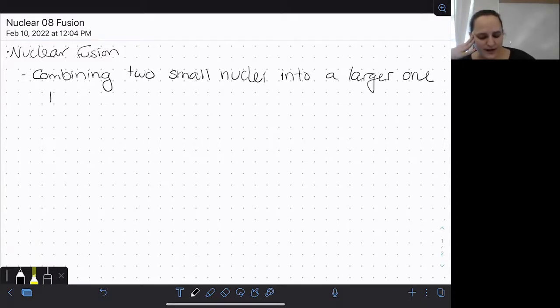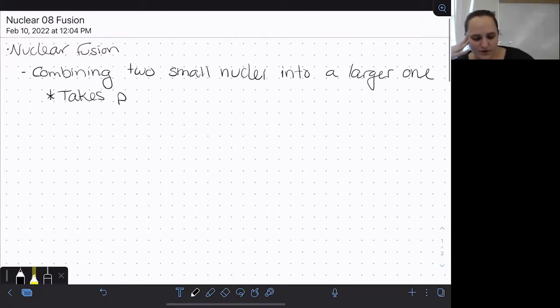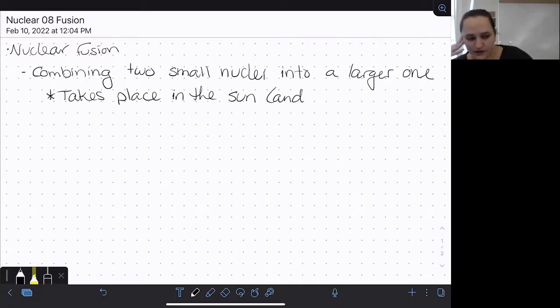So this is what's happening inside the sun and other stars. This one does occur naturally, but not on Earth. This is what generates the heat and light that we get from our sun that allows us to live on planet Earth. So good thing for fusion, we like fusion. And it's just how stars function.